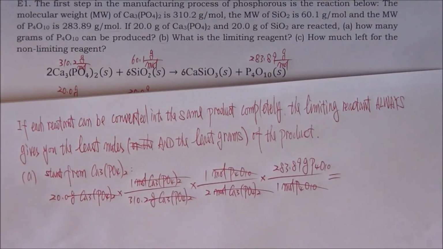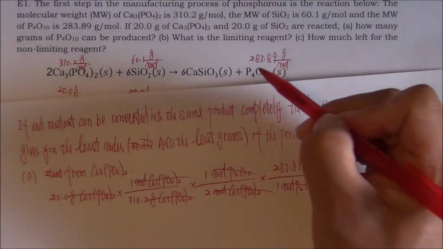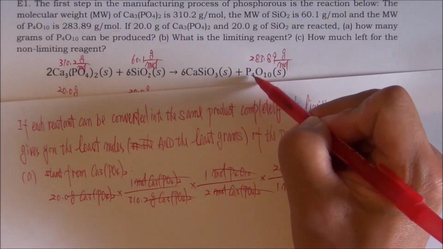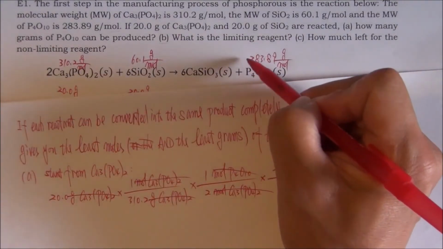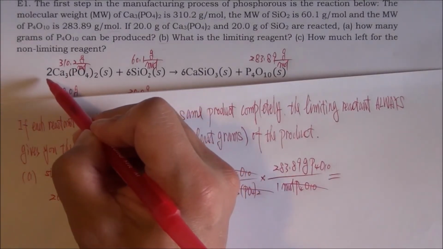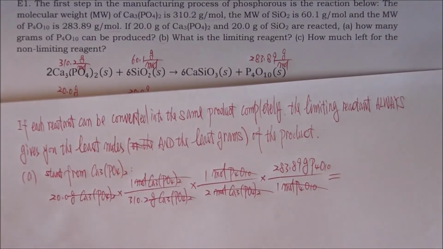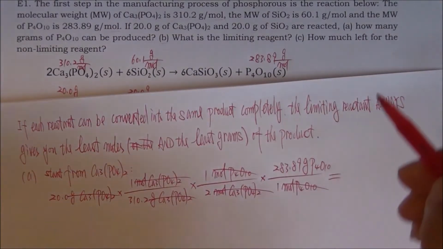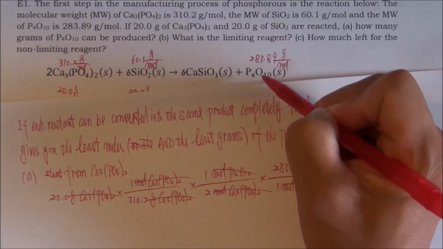The second one is also a conversion factor. This conversion factor is from the balanced chemical equation. We have 2 moles of calcium phosphate, and we have 1 mole of tetraphosphorus decaoxide. Coefficients of the balanced chemical equation represent the moles, not the grams of the chemicals. In the balanced chemical equation, we always omit the word moles. The third conversion factor is the molar mass of tetraphosphorus decaoxide.